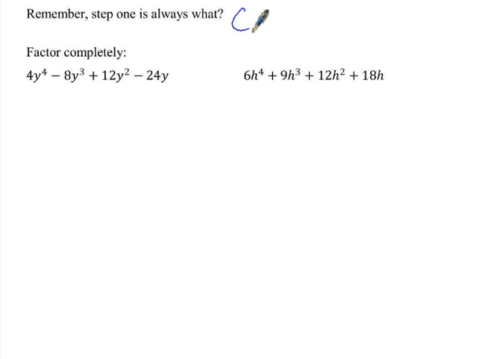Step one is always GCF. We're doing GCF and then we're doing GCF. And then you might have to do another GCF. So, what do we do first on this first problem? Find a GCF. What's the GCF here?